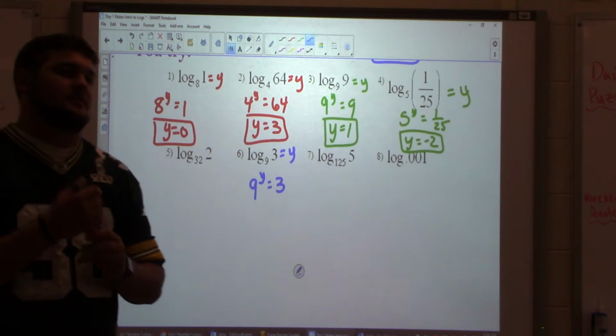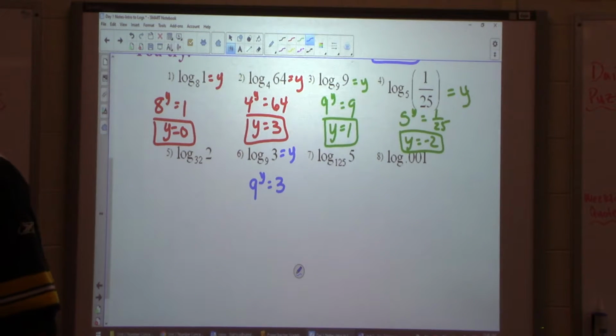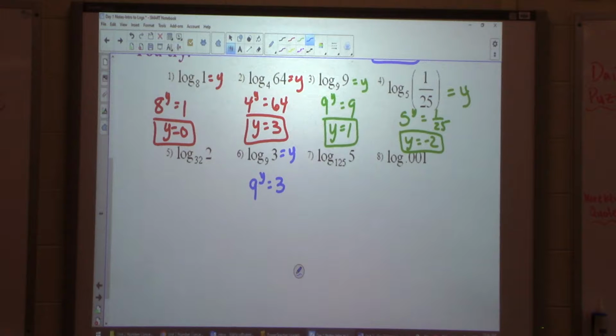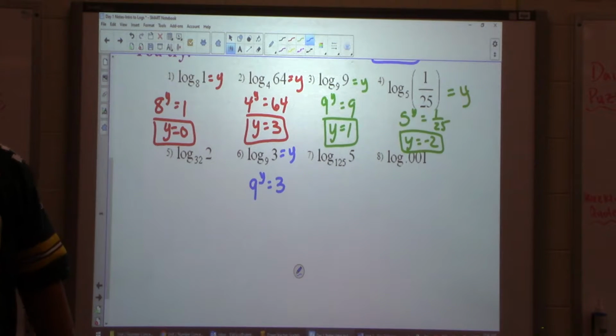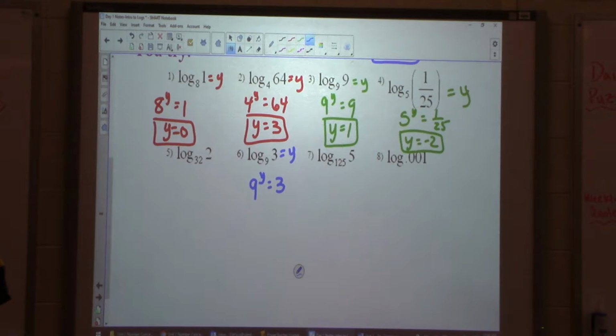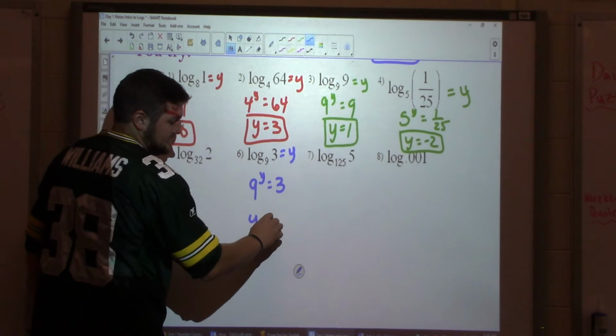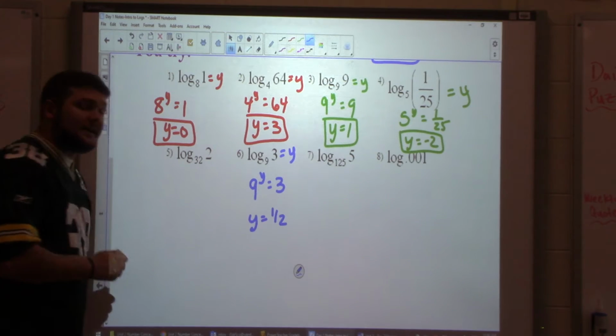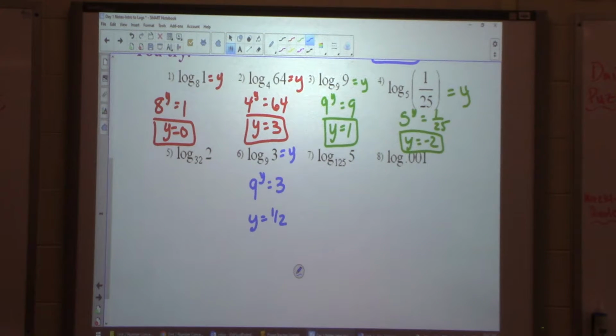What's y going to have to equal? 1/3? Oh, not 1/3, but you're going in the right direction. Jay? 0.5 or 1/2. Did you guess and check again? You did? Okay, that's fine. Let's think about it though. Why does it have to equal 1/2? What is 1/2 the same as? Do we remember?